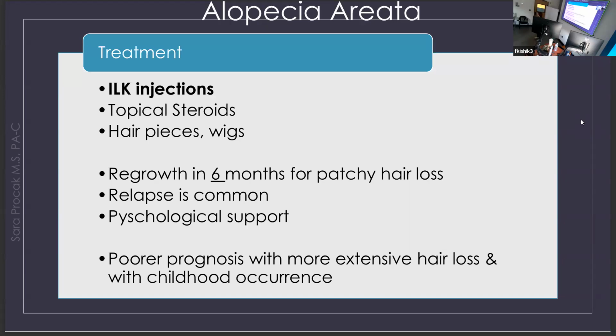Your patient is going to come for ILK injections usually every 4 to 6 weeks for repeat treatment. It takes time to see that hair regrowth. If your patient is not able to tolerate ILK injections, this is where you're going to consider topical steroids. It's not the one that you're going to really run to because it's a little less effective and takes a little bit longer, but you might use it for someone who has a needle phobia or for a pediatric patient. Hair pieces and wigs can also be utilized. Hair regrowth usually happens in 6 months. And again, psychological support is important. Recurrences can happen, and we talked about the prognostic features that are important.